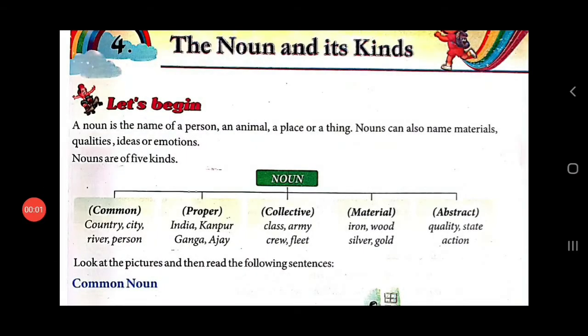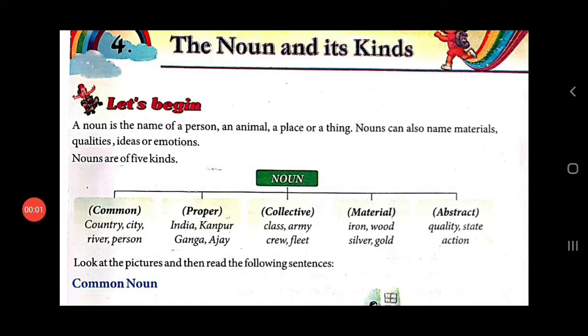Next kind of noun is material noun. Material noun is the name of a material of which a thing is made. See here they have given you a few examples: iron, wood, silver and gold. Again, we will study that in detail.